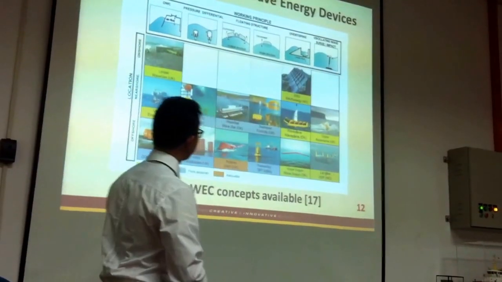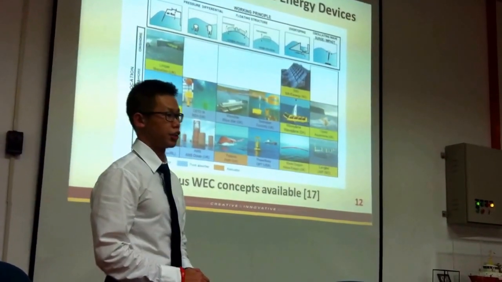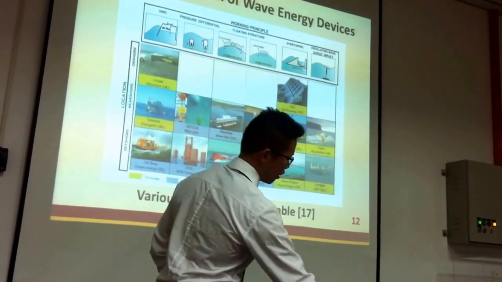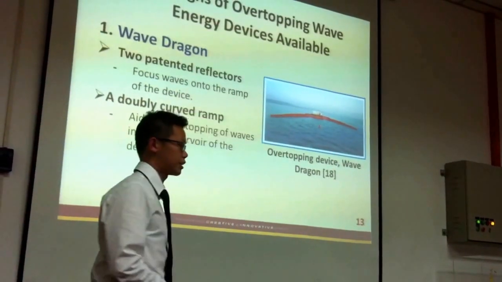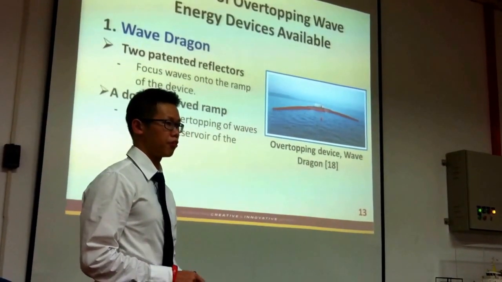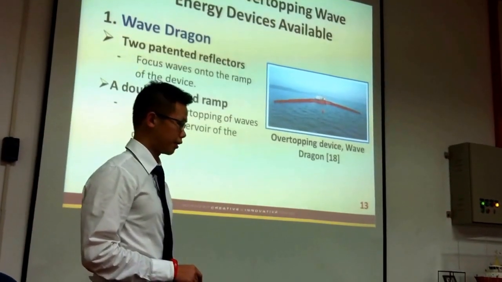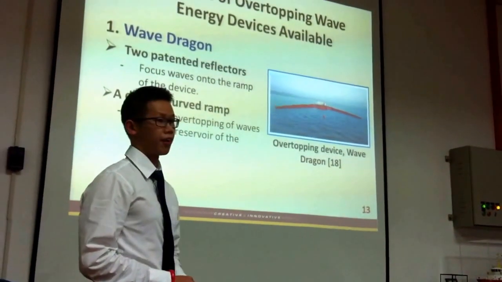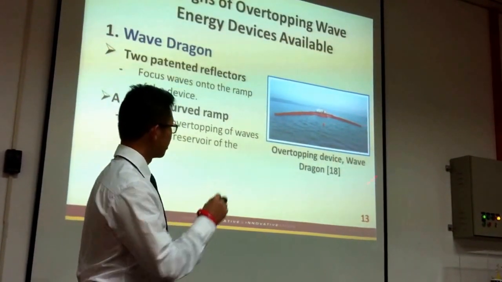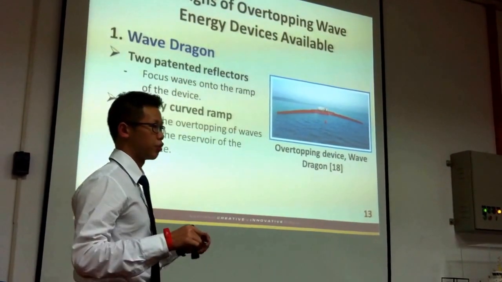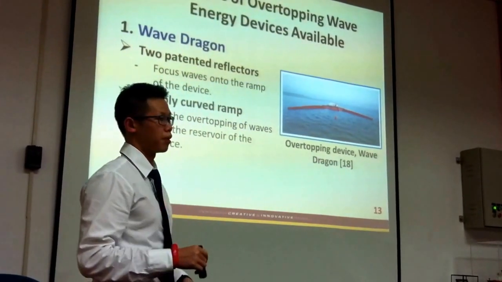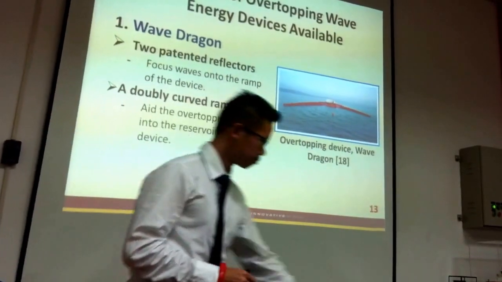As you can see from the figure, these are a few classifications of wave energy devices. But today I'd like to focus on my topic, which is overtopping wave energy devices. Currently there are three big overtopping wave energy devices available in the market. The first one is Wave Dragon. As you can see from the figure, it has two patented reflectors, and they help focus the waves onto the ramp. This ramp aids the overtopping process.